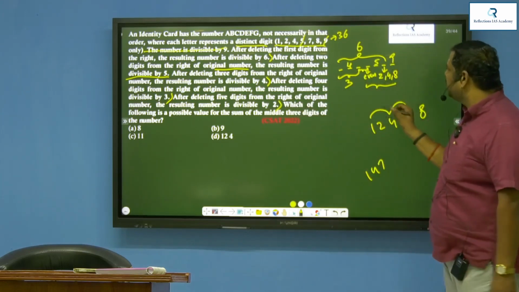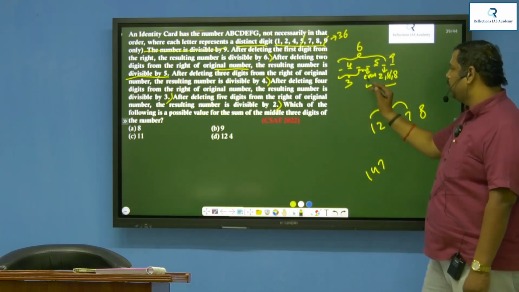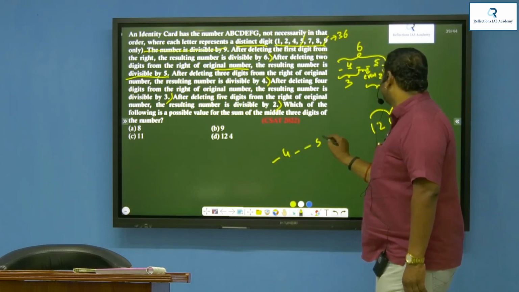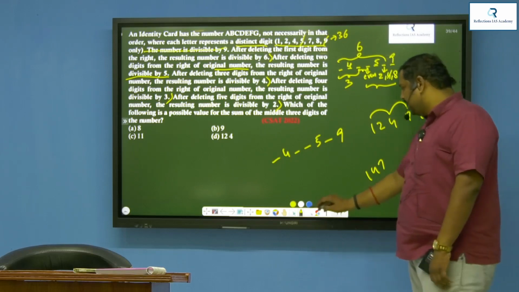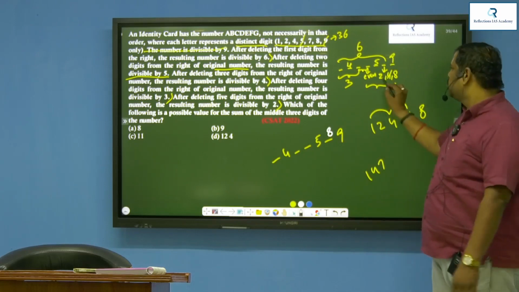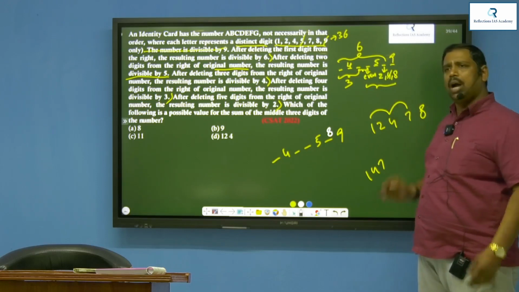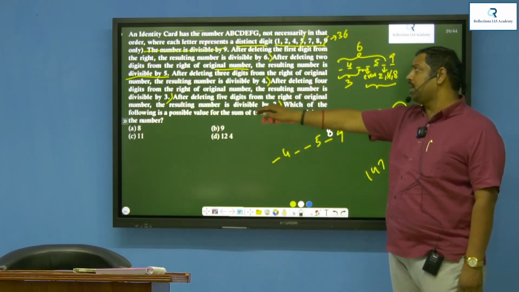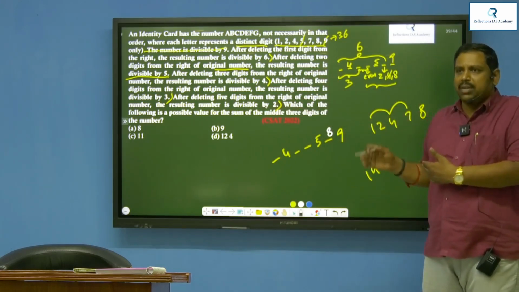So now what I will think is even and even, 4 already appeared. Now I'm rewriting: blank 4 blank blank 5 blank 9. Yes or no? What I am doing is, sir, I am fixing 8 in this place. That is because 2 and 8 are left out, right or wrong? So maybe 8, maybe 2. I am going with trial and error because all the conditions I have completed. He is asking which of the following is a possible value of the sum of the middle 3 digits of the number. Means he is going to the question. So now I have to do trial and error.